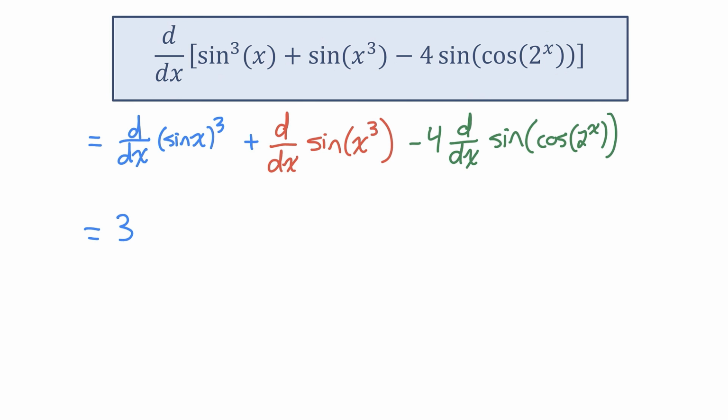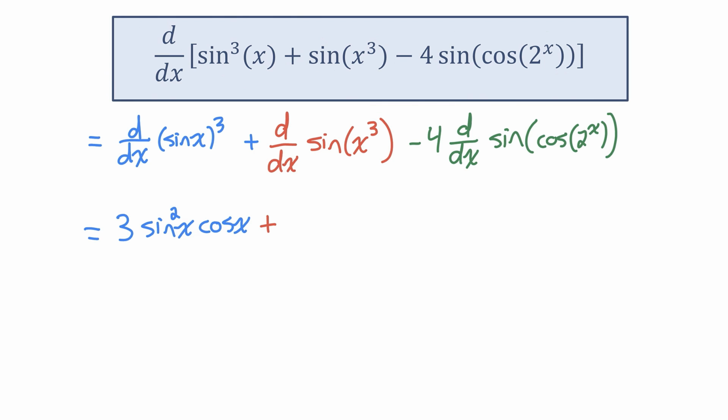to bring down the exponent, leave the base of sine x, but change the exponent to 2, right? Reduce the exponent by 1. And then multiply by the derivative of the base of the power. The derivative of sine x is cos x. Plus, now I have to do the derivative of my second term.